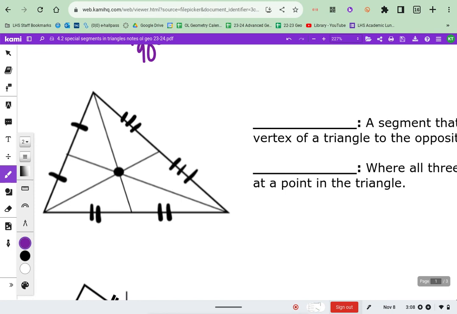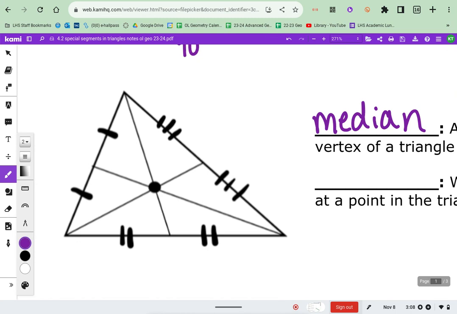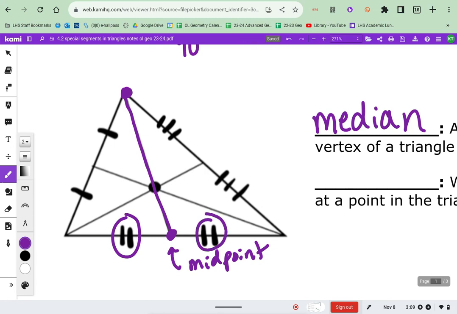These next segments are called medians. There are 3 medians in this triangle. If you look up here, I'll draw on it for you. A median also starts at a vertex and goes to the opposite side, but where it connects at the opposite side is the midpoint. We can tell it's the midpoint because of those congruency marks, these double hashes. They tell us that what's in between them is the midpoint. So each median goes from vertex to midpoint.